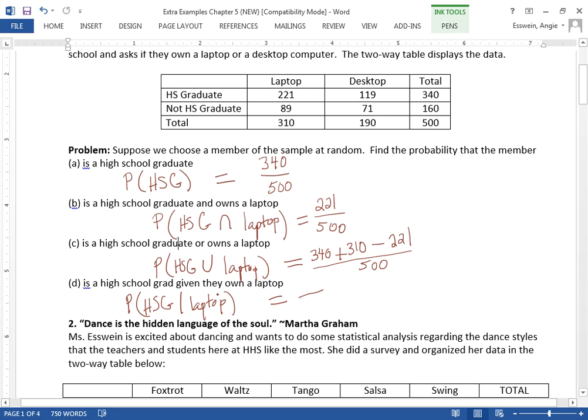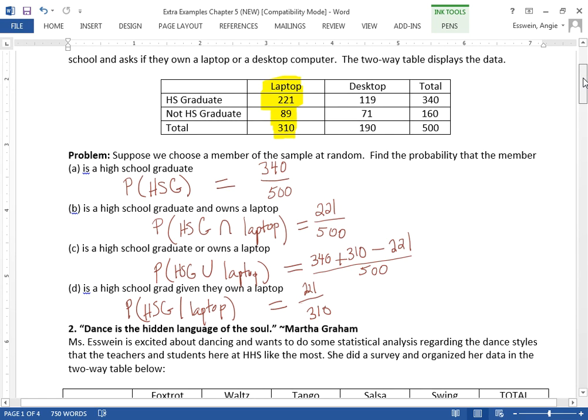You only look at, here's the key, only look at the column that's for laptop. So I'm going to highlight that one. So only look at this, that's the condition. We only care about this column. That's it. We're not going to look at any other numbers because that is the condition. So now what's the high school graduates that own a laptop? 221, but what do we divide by? 310, not 500. Okay, so that's how that changes the probability because we're looking at that condition.